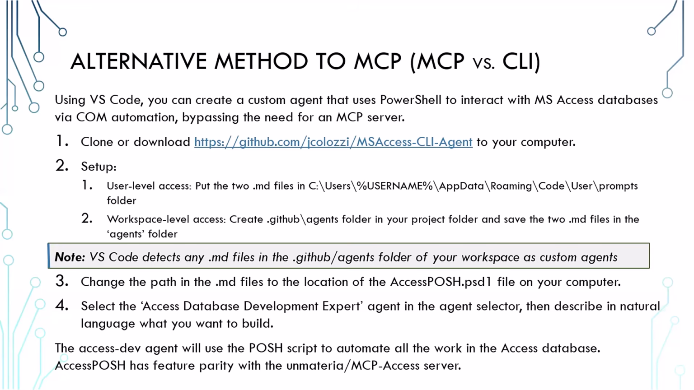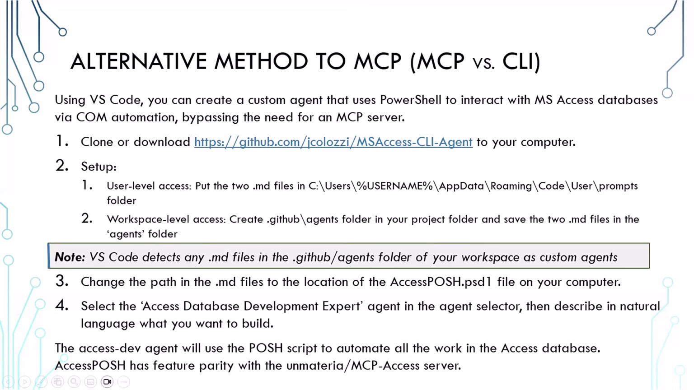So if you're interested, you can go to my GitHub and check it out. It wraps up this PowerShell module with a custom agent and some custom instructions. And the agent knows to reference my PowerShell module to complete its tasks. I also have the Access calendar and the Access Kanban available on my GitHub so people can check out the code for that and use it.